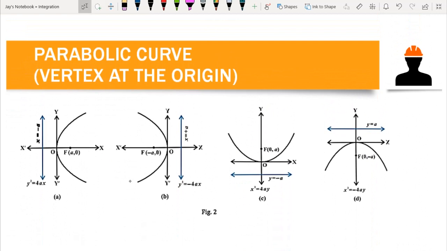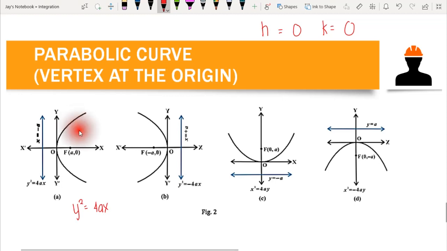If we have a parabolic curve whose vertex is at the origin, then our h and k here are equal to 0, since our vertex coordinate is (0, 0), or is at the origin. So in that case, if we have this curve here and our vertex is at the origin, we have y^2 = 4ax. So this is the general formula, and this is positive since it opens rightward.